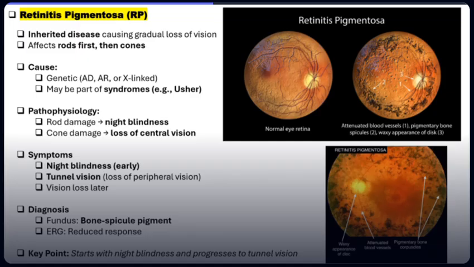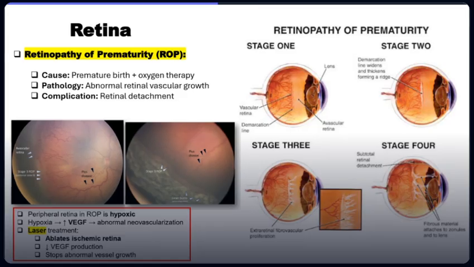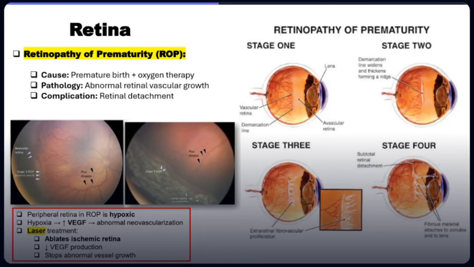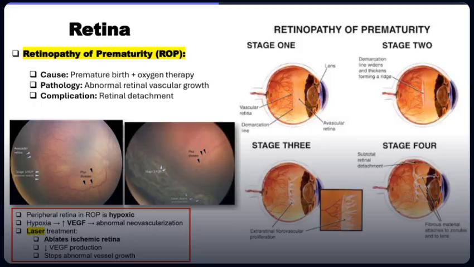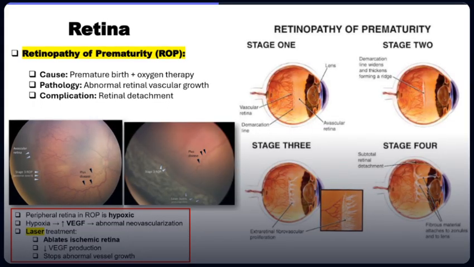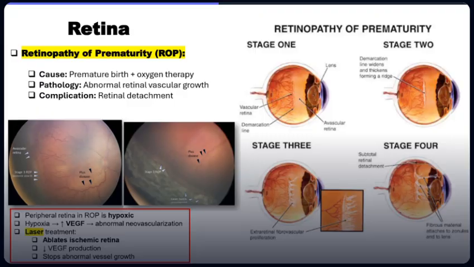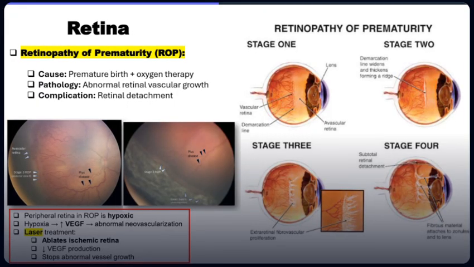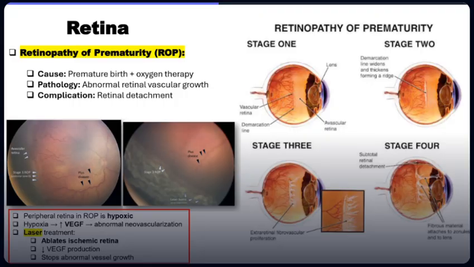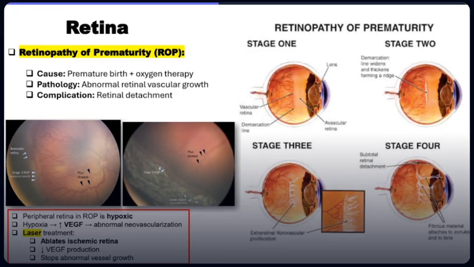This progression highlights a relentless cellular collapse that eventually migrates from the periphery to the macula, systematically extinguishing the remaining cone-mediated central vision. We are investigating the interrupted maturation of the retinal vasculature, where the interplay between prematurity and oxygen therapy results in a state of severe peripheral hypoxia. This metabolic stress triggers a critical biochemical cascade.